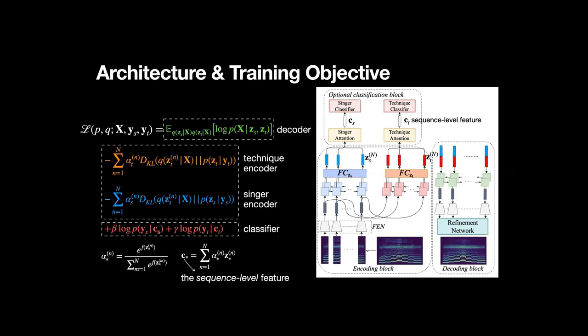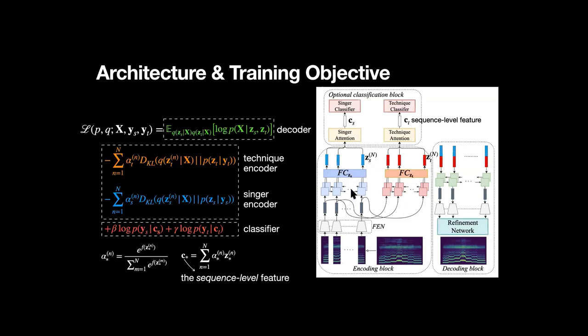This is the architecture and the training objective. From a higher level perspective, this is exactly the same as the previous one. We have the data input, and we have two encoders, one for the singers and the other for the vocal technique, sorry. And we also have a shared decoder here to reconstruct our data. One significant difference from the previous one is that we use the bi-LSTM in this case because our input is now longer. It's first divided into multiple chunks, and for each of the chunks, we have a segment or chunk level latent representation, ZS, superscript N.